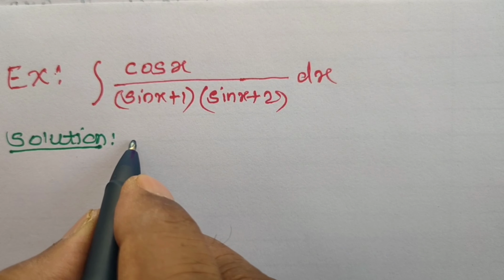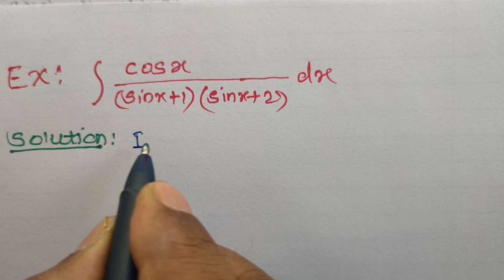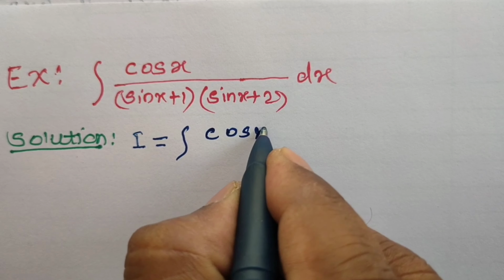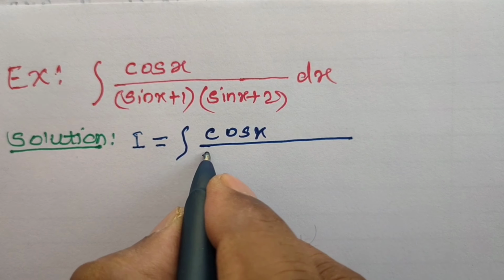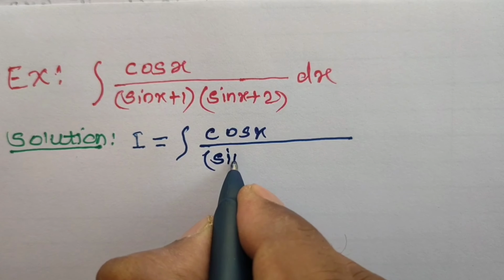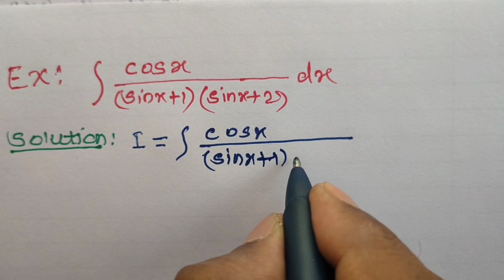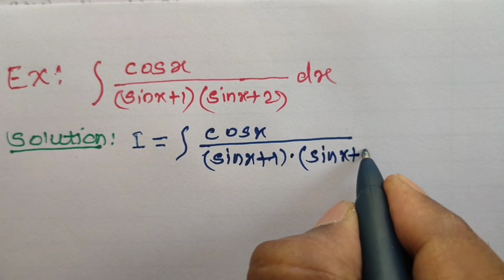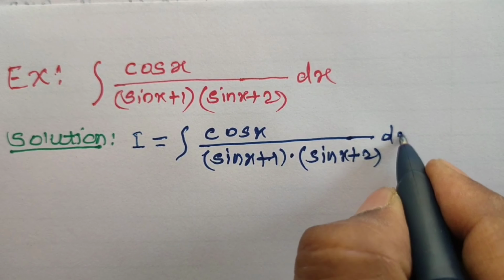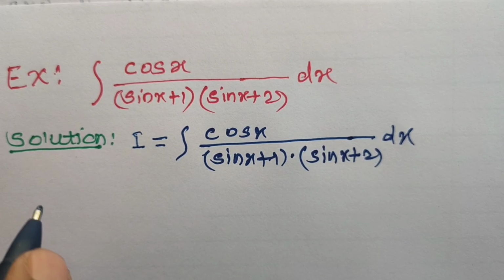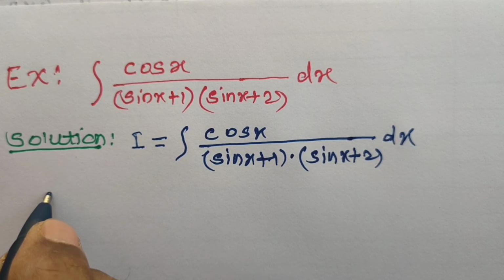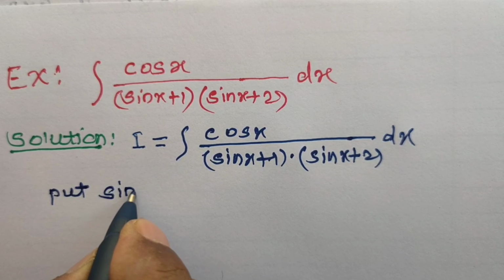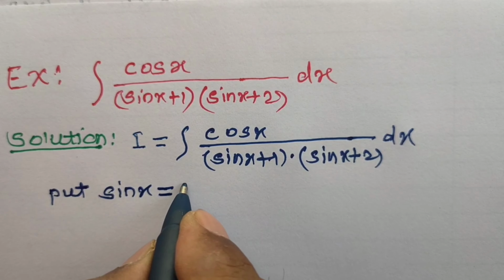Solution for this: consider the given integral as I is equal to integral of cos x divided by (sin x + 1)(sin x + 2), and the integral is with respect to x. To evaluate this integral, we have to use the substitution method. Put sin x equal to a new variable t.